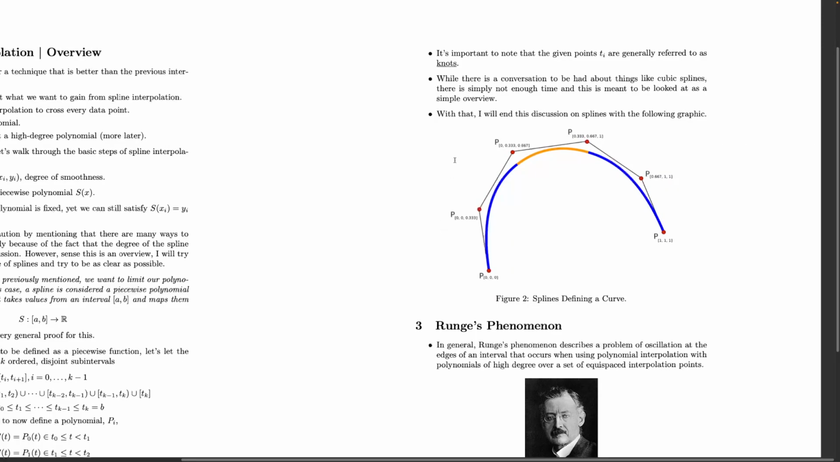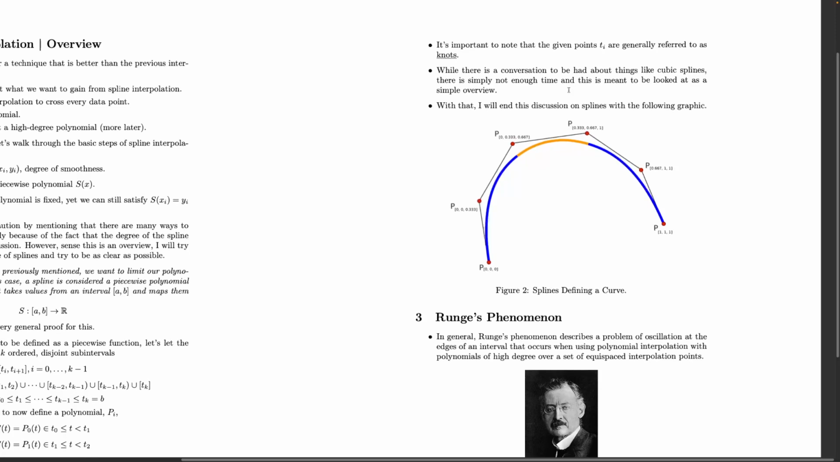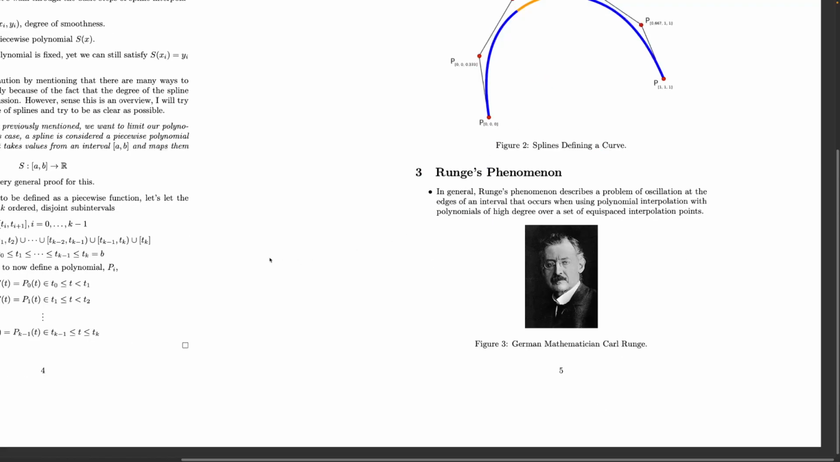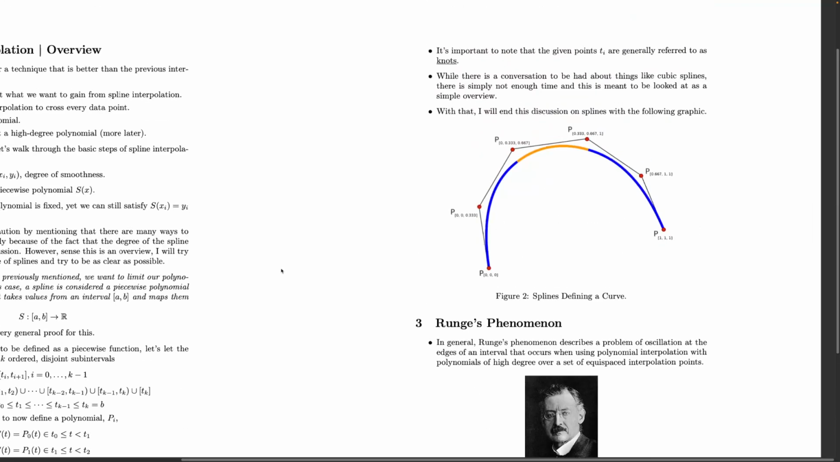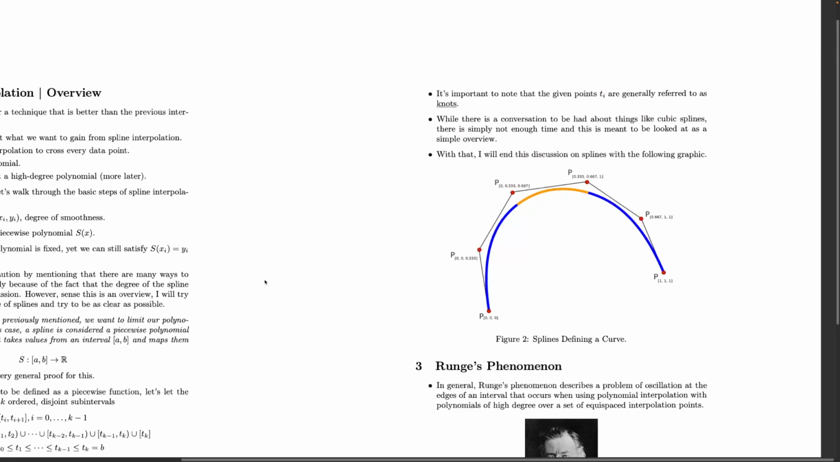So, oh yes, I wanted to note that the points t sub i are what we generally refer to as knots. So these are the points that, if I'm thinking of it right, are connected at the x-axis on the graph, and would be called knots, or t sub i in this case. So with that, I'll end this discussion on splines with the following graphic, which shows a smooth function being interpolated by splines.